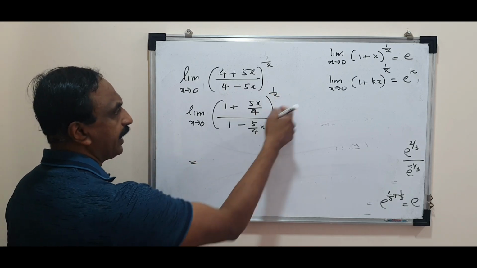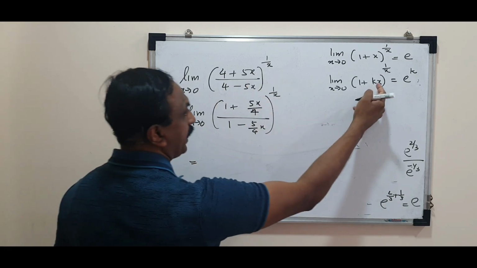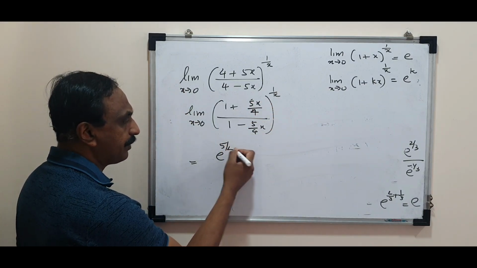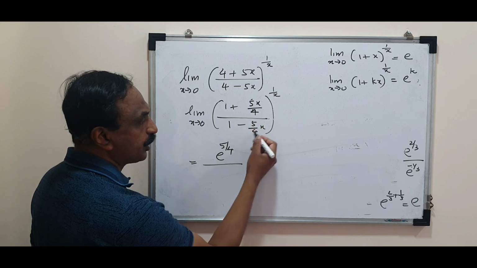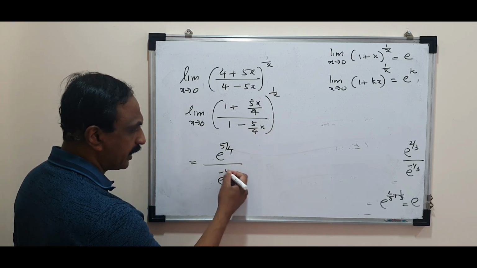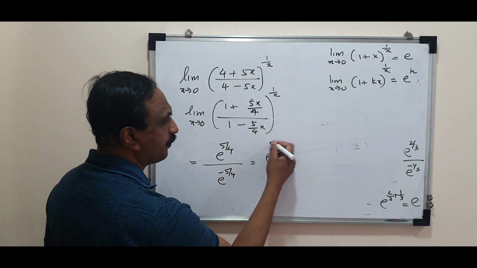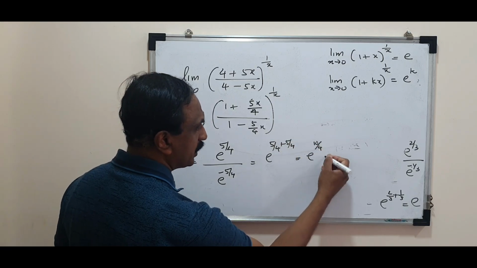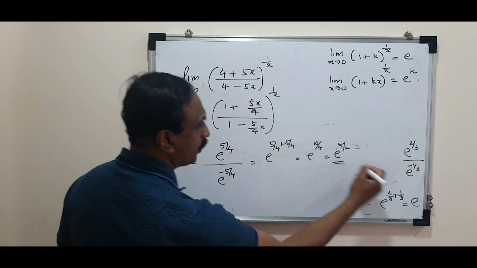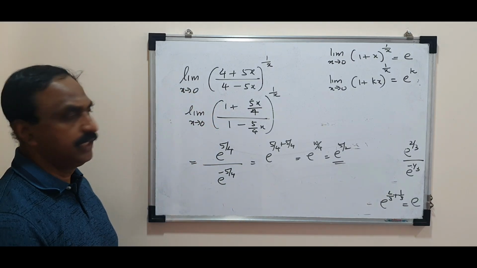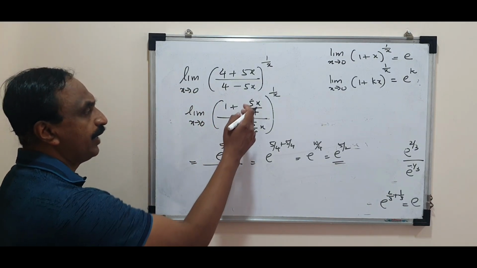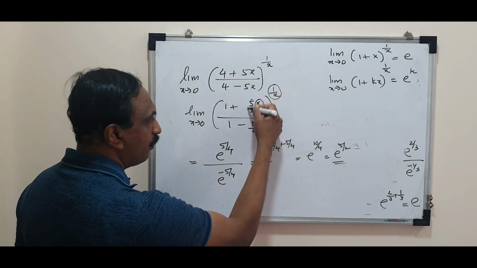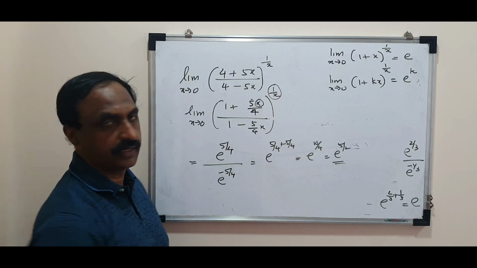So now if you take this much in the numerator, we can apply this formula. The coefficient of x is 5 by 4. So e raised to 5 by 4 divided by, the coefficient of x is minus 5 by 4, so e raised to minus 5 by 4. So e raised to 5 by 4 plus 5 by 4, so e raised to 10 by 4, which is e raised to 5 by 2. You can calculate it directly. This way you can proceed. So remember one thing: whenever we have x and 1 by x, then whatever the coefficient, that will be e's power.